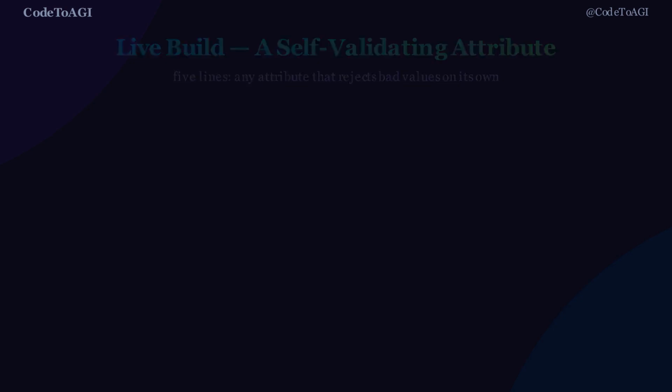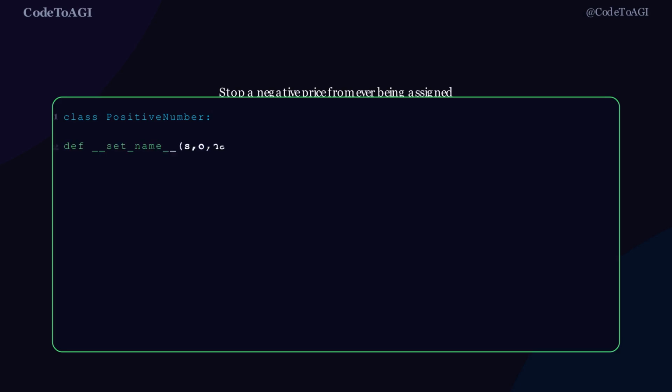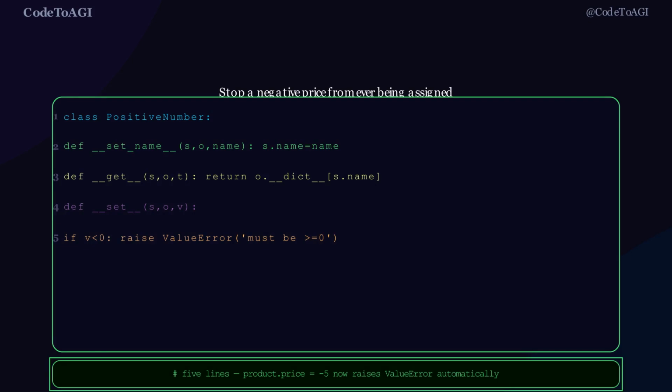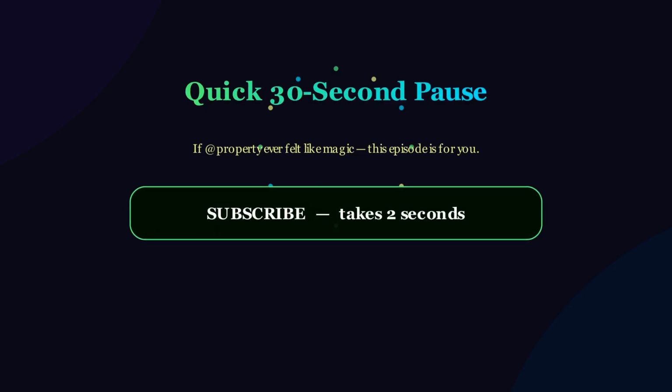Let's build a descriptor that rejects bad data itself. Step 1. Define a PositiveNumber class. Step 2. __set_name__ remembers which attribute this is. Step 3. __get__ reads the stored value back. Step 4. __set__ checks the value before storing it. Negative input now raises ValueError automatically, every single time. 5 lines. Validation built once. Reused on any class. 30-second pause before property's internals and lookup order.